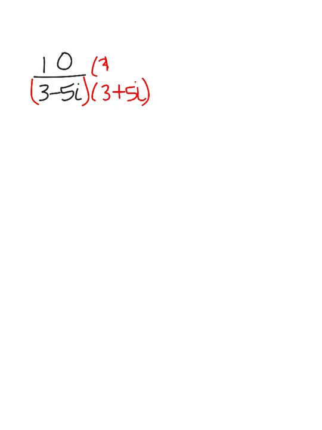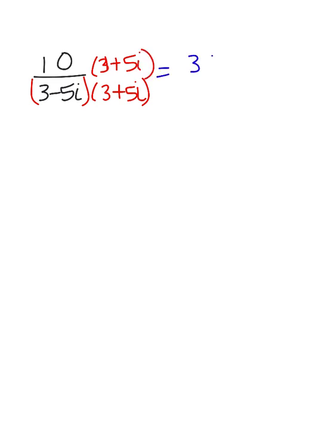So B is 10 over 3 minus 5i. So I multiply by the conjugate, 3 plus 5i, 3 plus 5i. So I distribute in the numerator.